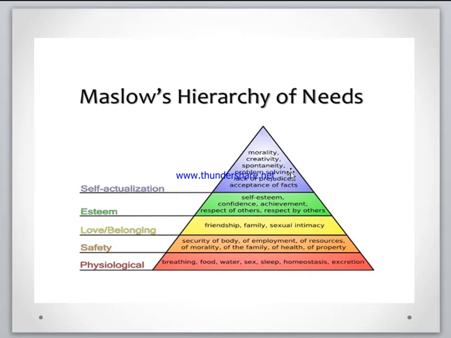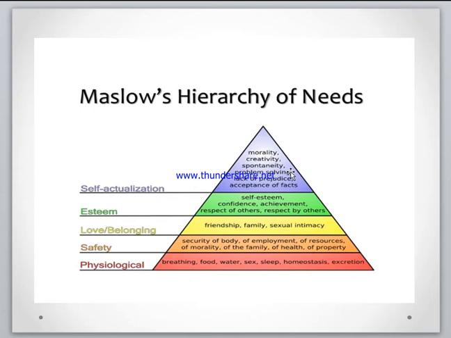First being physiological needs, that includes the basic bodily needs, that is, breathing, food, water, etc. The second being safety needs, that is, security of body, employment, resources, morality, family, health, property, etc. And the third being social needs, that are love and belonging needs, friendship, family, sexual intimacy, etc.